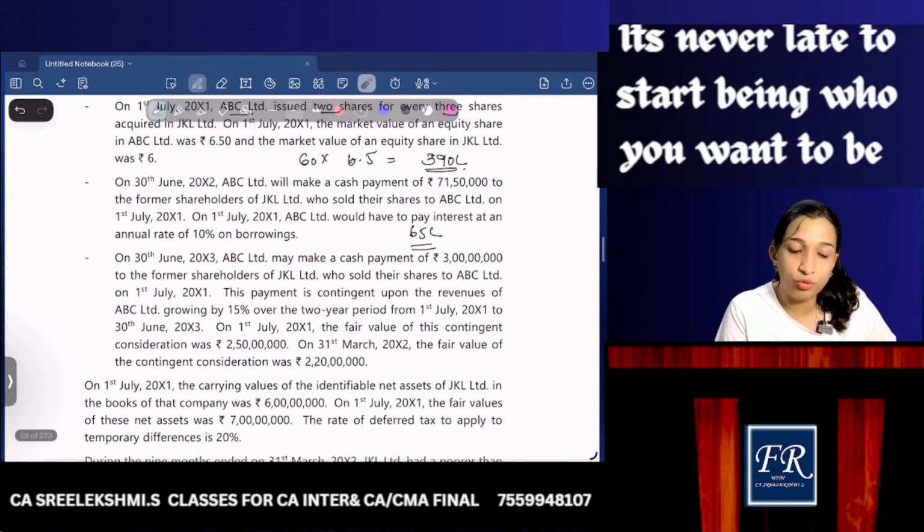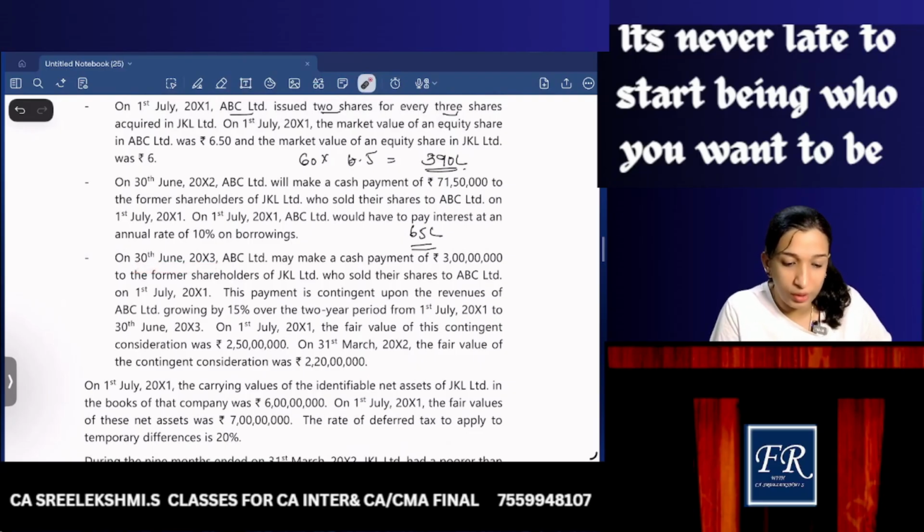Then on 30th June 2013, 2 years later, ABC may make a cash payment of 3 crores to the former shareholders of JKL who sold their shares to ABC on 1st July. The payment is contingent upon the revenue of ABC growing by 15% over 2-year period. On 1st July, the fair value of contingent consideration is 2 crore 50 lakhs, 250 lakhs. And 31st March 12, the fair value has become 220 lakhs.